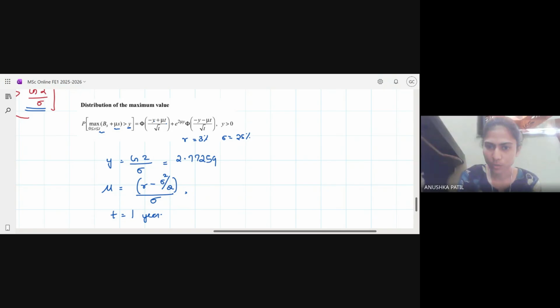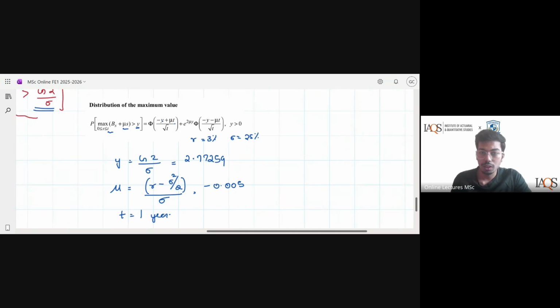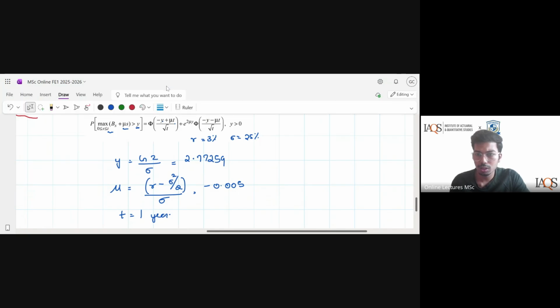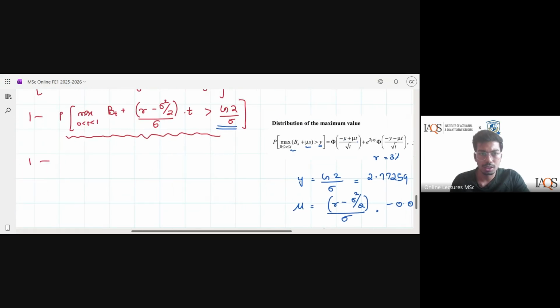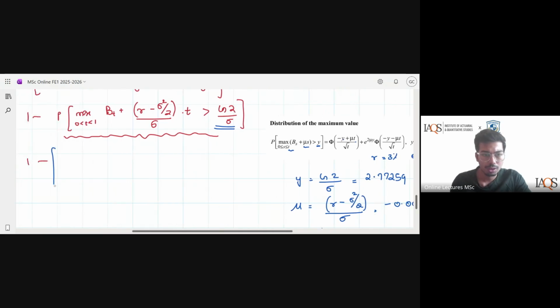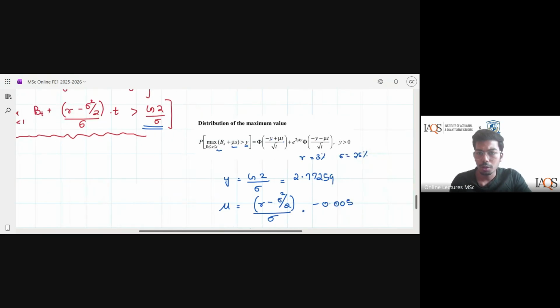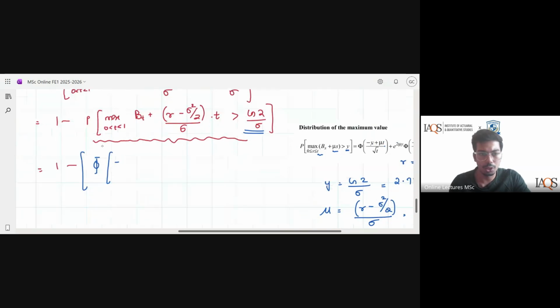Minus 0.005. Minus 0.005. I think they're correct. Okay. Now, any questions till here? Now I know if I have to solve this equation, the answer is 1 minus phi of minus y. I know y value is 2.77259.